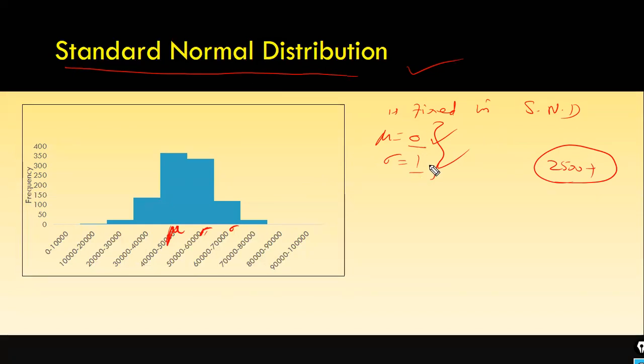We have something called z-score. It's a measure using which we can standardize a value from any normal distribution to the standard normal distribution. We use a formula called z. The z is x minus mu divided by sigma. Let me just write it again.